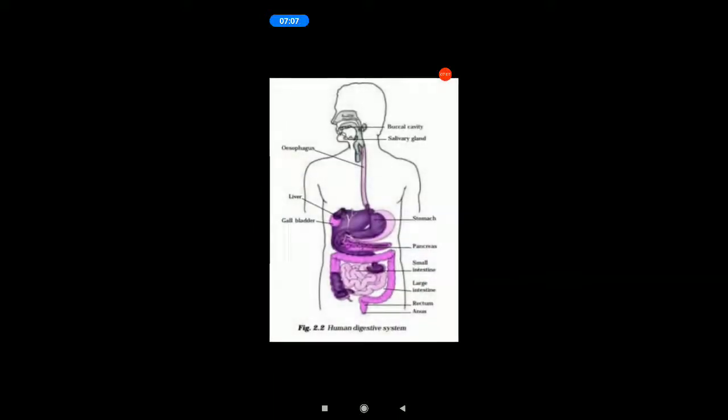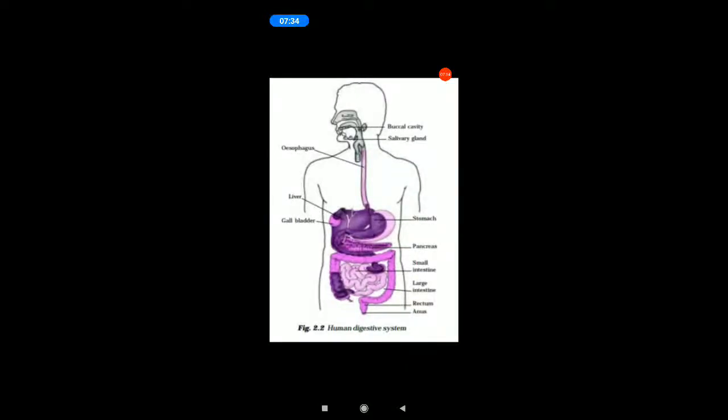Next, digestive system. Now we will learn about the human digestive system. All of you see the diagram of the human digestive system. Listen. First, buccal cavity, the top layer. Then salivary gland. Then esophagus, the long pipe-like structure, food pipe or esophagus. Then stomach.